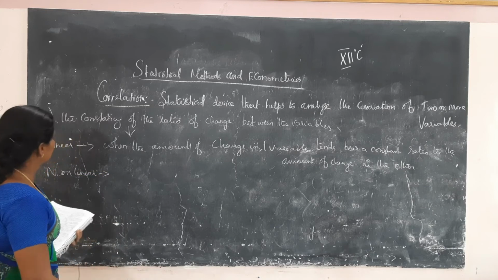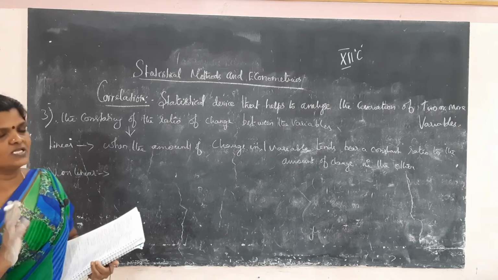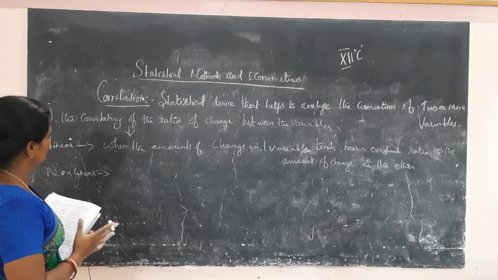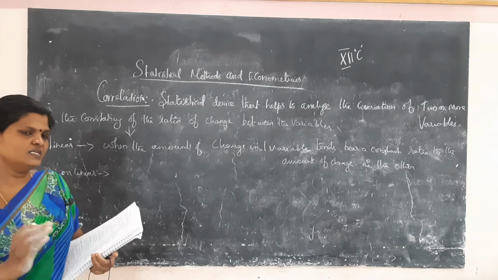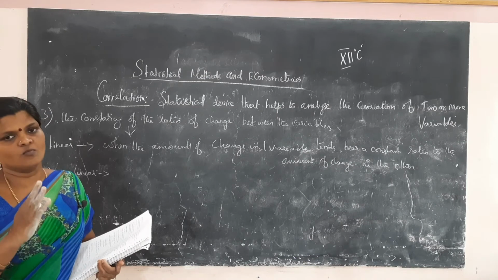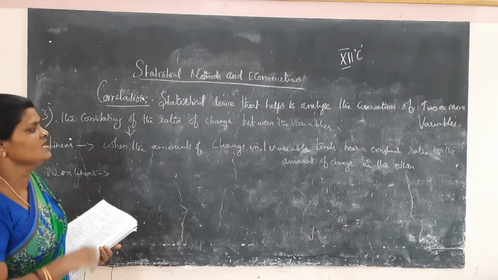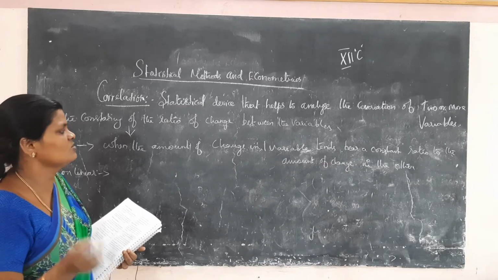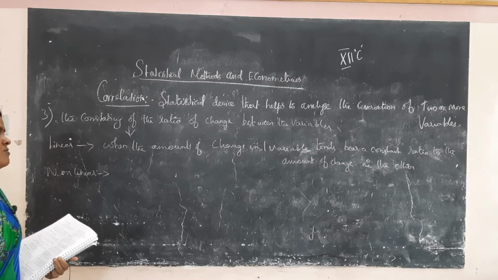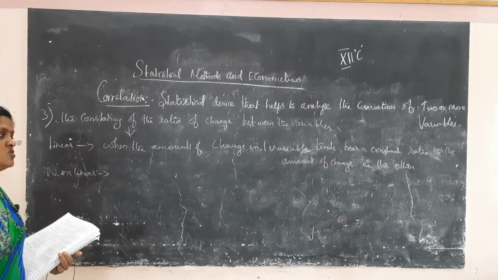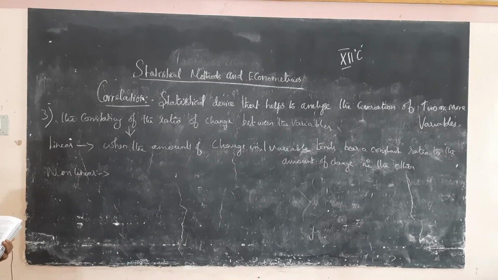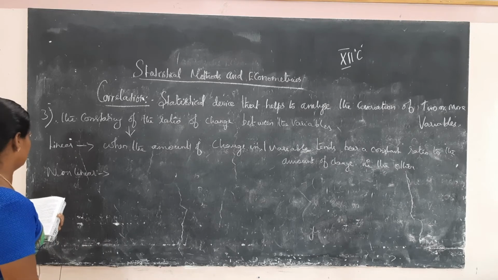First one, the constancy of the ratio of change between the variables. If there is a change in those variables and it is constant, we can divide it into two: linear and non-linear. When the amount of change in one variable tends to bear a constant ratio to the amount of change in the other, that is linear. Non-linear means when the amount of change in one variable does not bear the constant ratio to the amount of change in the other, that is non-linear correlation.